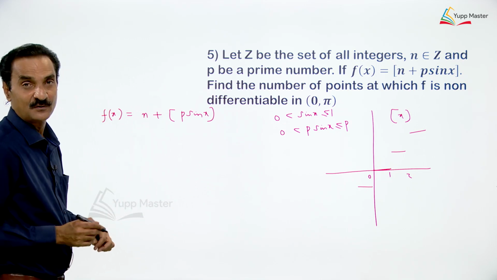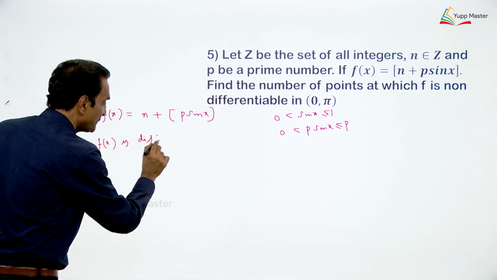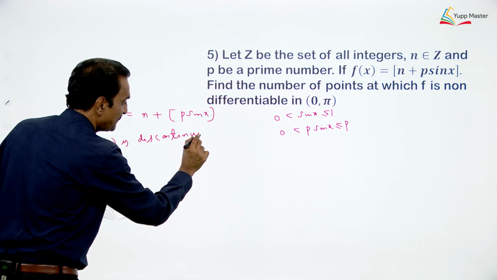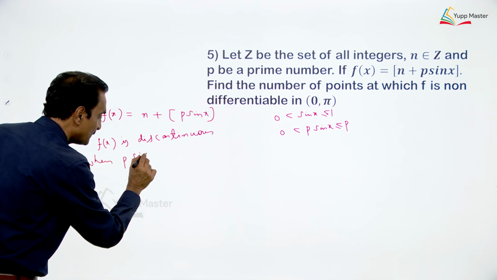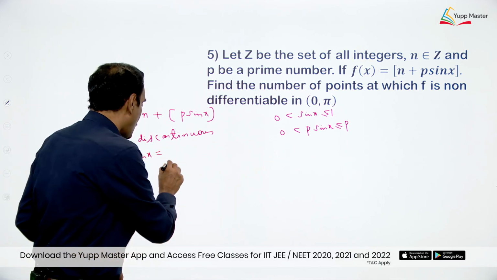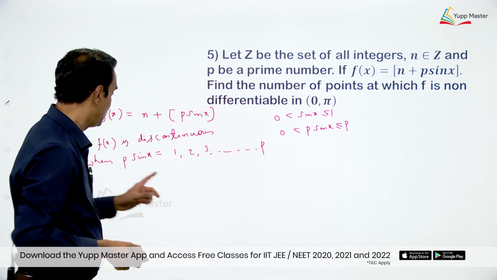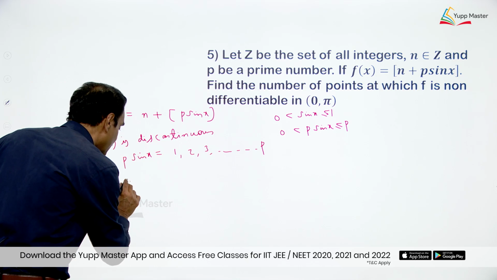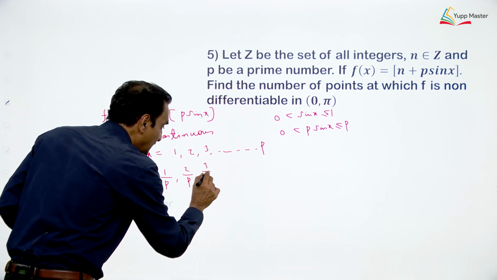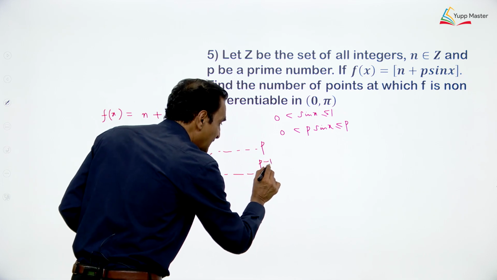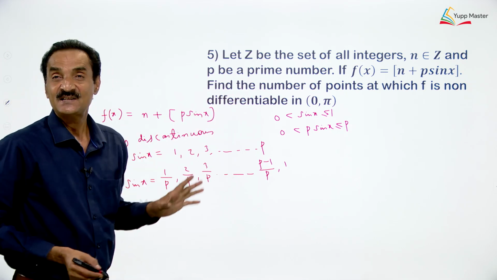We know that it is discontinuous whenever p sin x is an integer. So, let us write the integral values of p sin x. f of x is discontinuous when p sin x is equal to, what are the integral values? 1, 2, 3 and so on up to p. Okay. Then what are the values of sin x? Sin x is equal to 1 by p, 2 by p, 3 by p and so on, p minus 1 by p and then 1. These are the values of sin x. At all these values of sin x, the function is discontinuous.